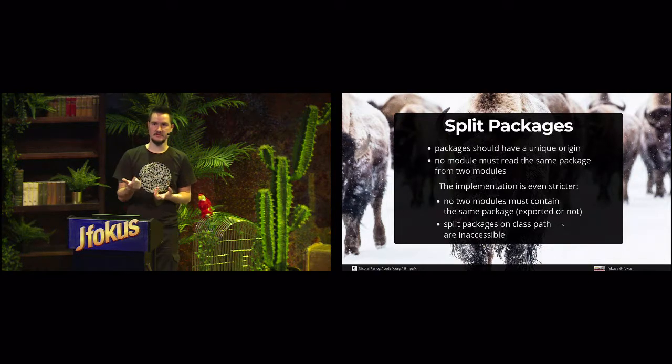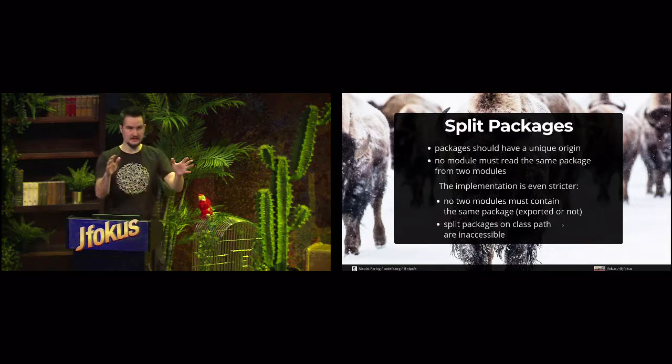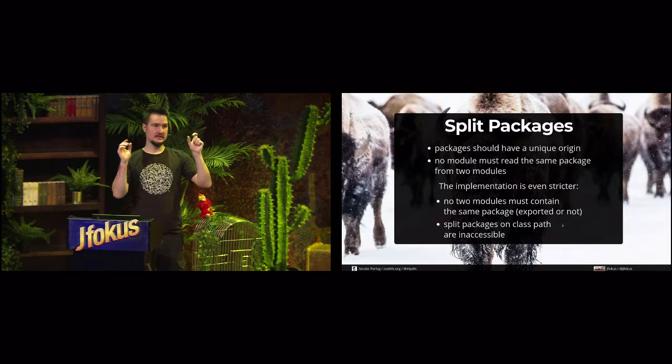The idea of the module system is each package should have a unique origin. So you cannot have two modules containing the same package. That makes sense from a conceptual point of view, but it also leads to improvements in class loading performance, because now the module system knows for each class in which package it is, and knows for each package in which module it is, so it goes directly to that jar to load a class instead of scanning the full class path all the time. So packages should have a unique origin.